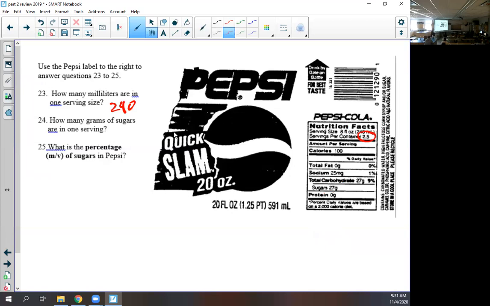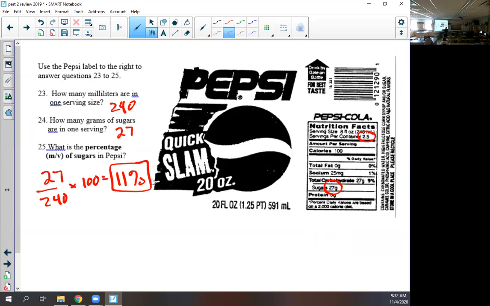All right, now, how many grams per serving? 27. Percent then would be 27 over 240 times 100, and that is? Oh, that shows sugar per serving. I thought it was total sugar. No, the labels are always per serving unless it says specifically per container.